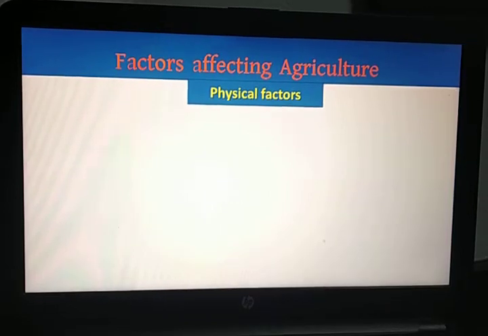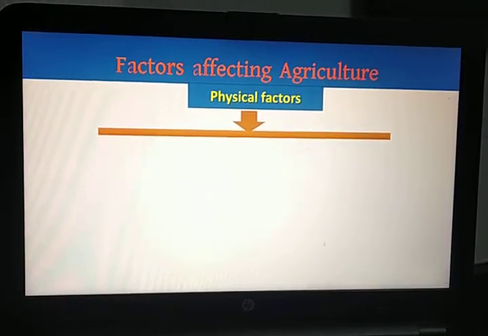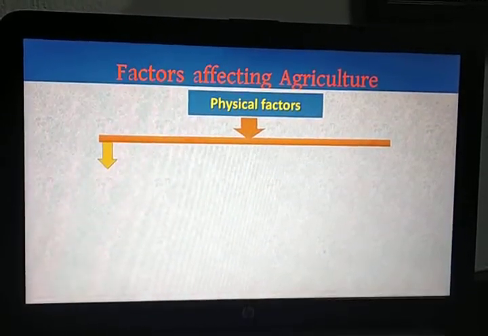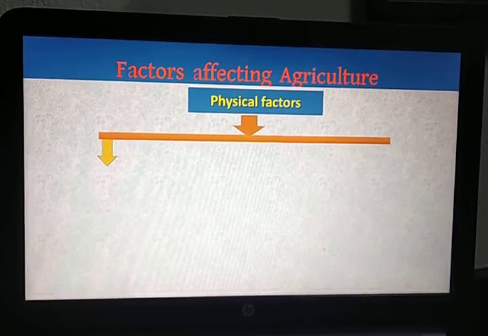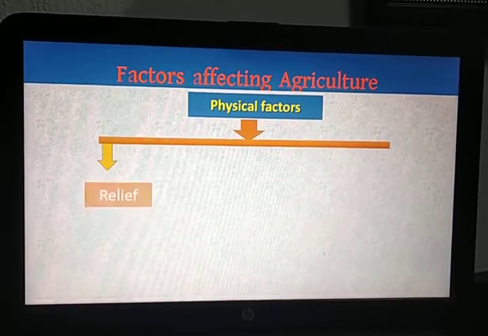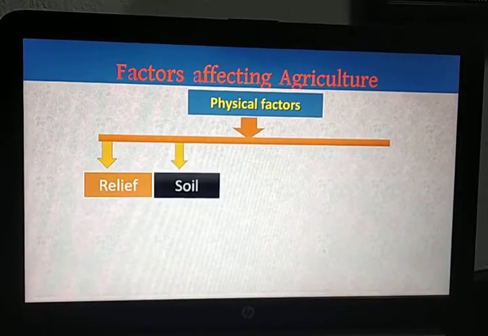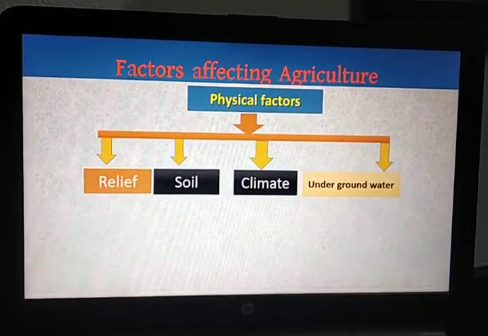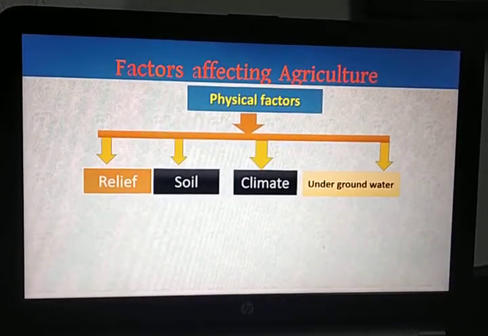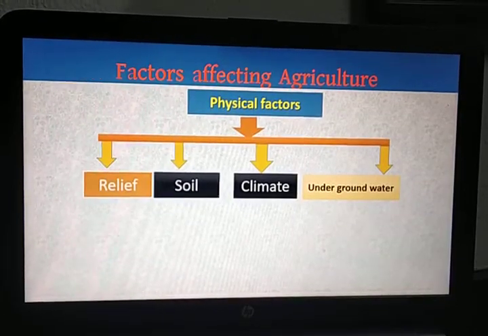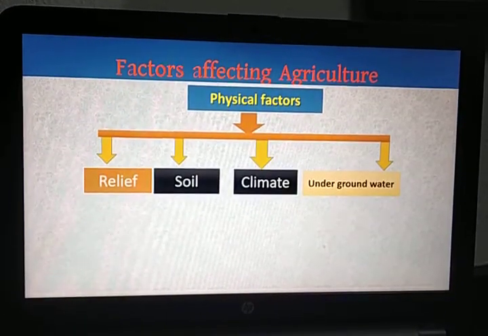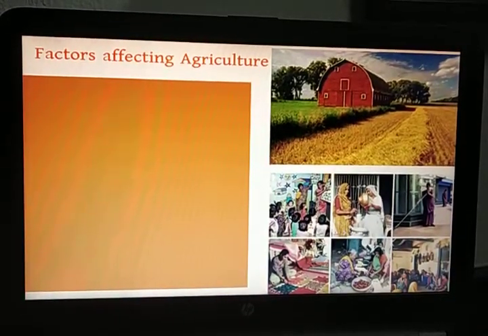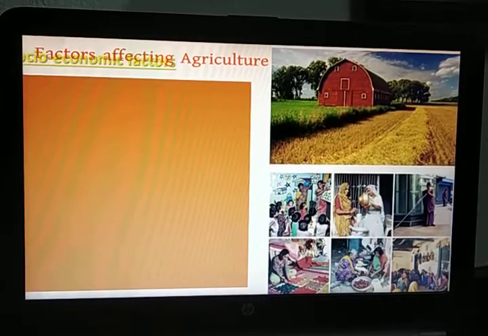So, there are four main physical components or factors which operate the agricultural activities in any region. One is relief, another is soil, another is climate, another is underground water. All the physical components or factors which influence the agricultural system can be grouped under these four headings. So, first we should discuss the relief factors.